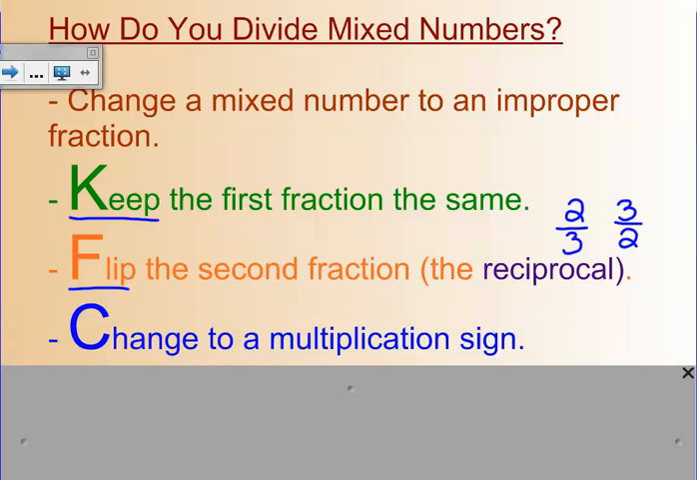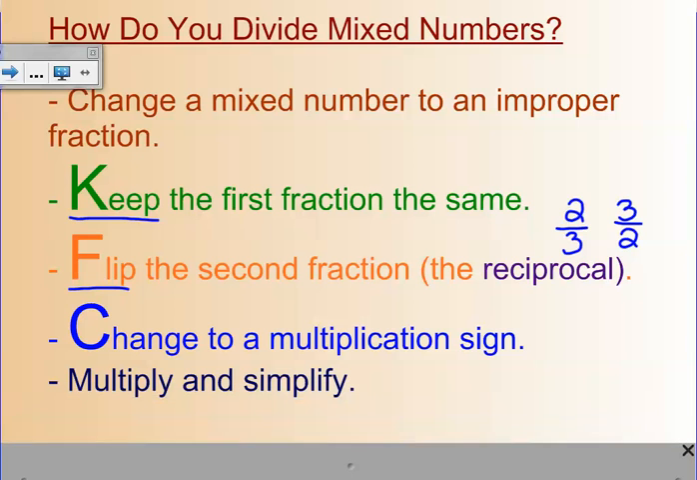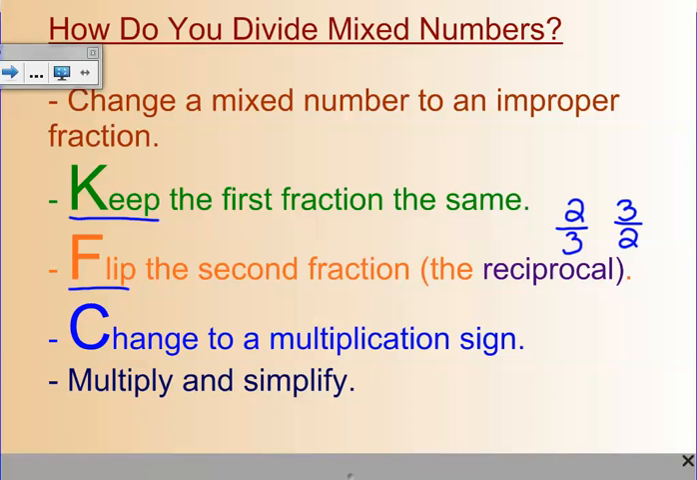Finally, you're going to change to a multiplication sign. So you're going to actually still be multiplying all of your fractions here. So we're not actually dividing anything. That's the good news. Then you just follow your multiplication rules and you simplify.